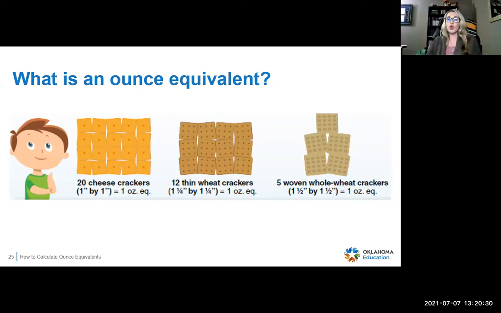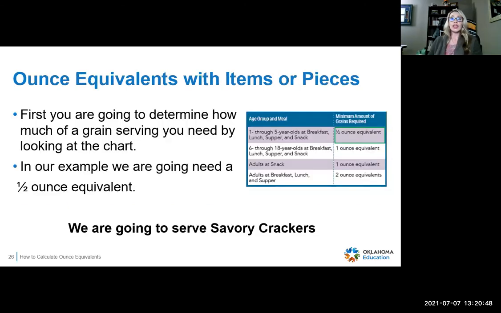So if you did 5 woven whole wheat crackers, which another name for that, as you can probably see, would be Triscuits, and they were smaller than the 1 1/2 by 1 1/2, then you would obviously have to give them more than 5. It has to be that same size of pieces. So again, what you do is you go to determine how much grain they need.